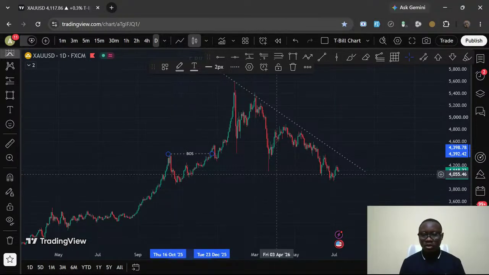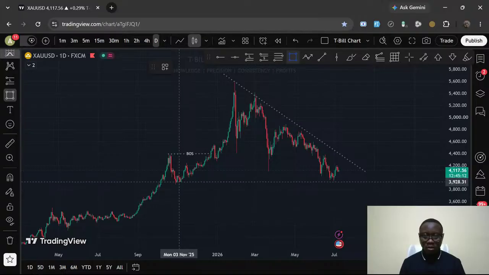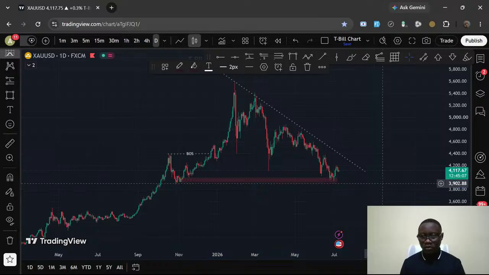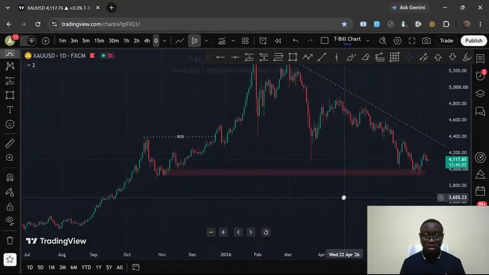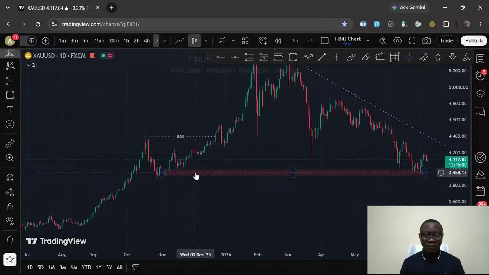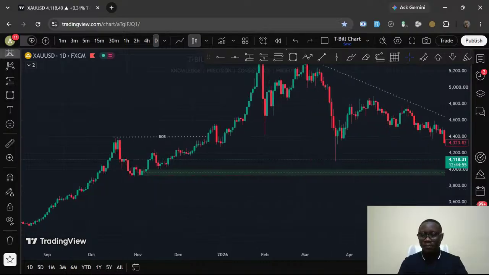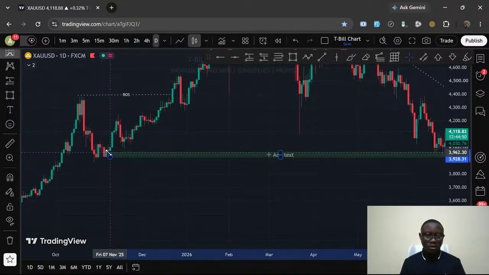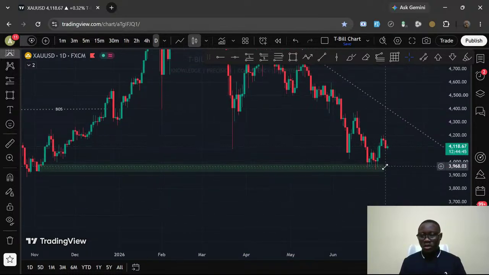Yeah, we got a break of structure to the upside, and the bullish move originated from this demand zone right here. Okay, which is this. All right, that is where this push, this bullish move originated from.